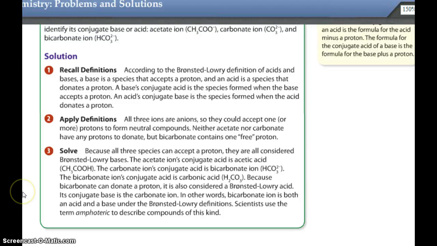This is part 2 of the 3.03 review. All right, so we're going to start over with the solve paragraph. And we were talking about acids and conjugate bases. Because all three species can accept a proton, they are all considered Bronsted-Lowry bases.